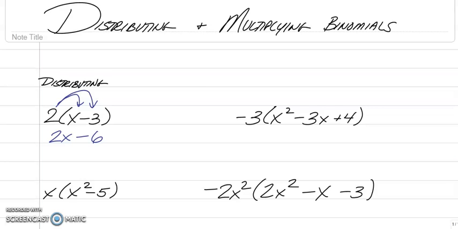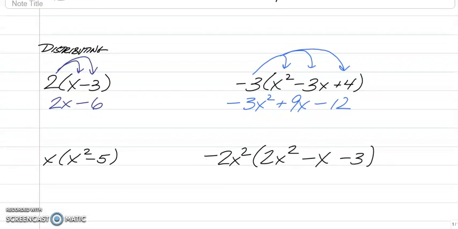This negative 3, if we were to multiply this negative 3 to x squared, we are going to get negative 3x squared. If we were to multiply a negative 3 to a negative 3x, we would get a positive 9x. And finally, if we were to do this one more time and multiply a negative 3 to 4, we would get a negative 12, and boom, that's it.